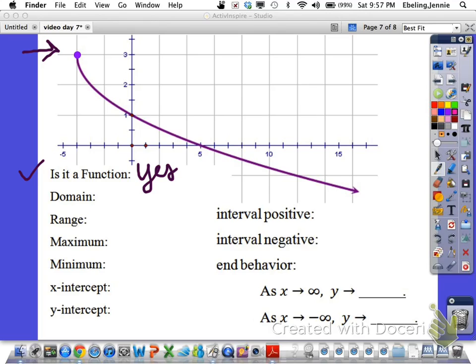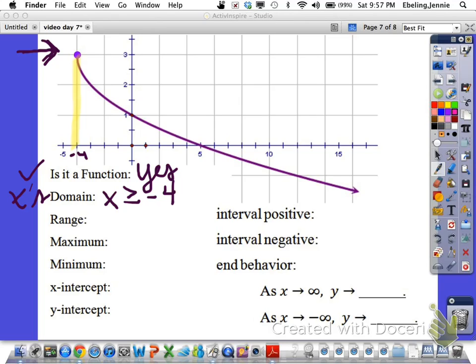Domain? The domain are all of my x's. What can x be in this situation? Well, if you notice with the x, the graph starts right here. What x value is that? You're at -4 on the x-axis. So my domain is from here, and it's using all of these x's towards the right. So I would say that my domain is x has to be greater than or equal to -4, because it includes that point that has the x coordinate up here with -4.